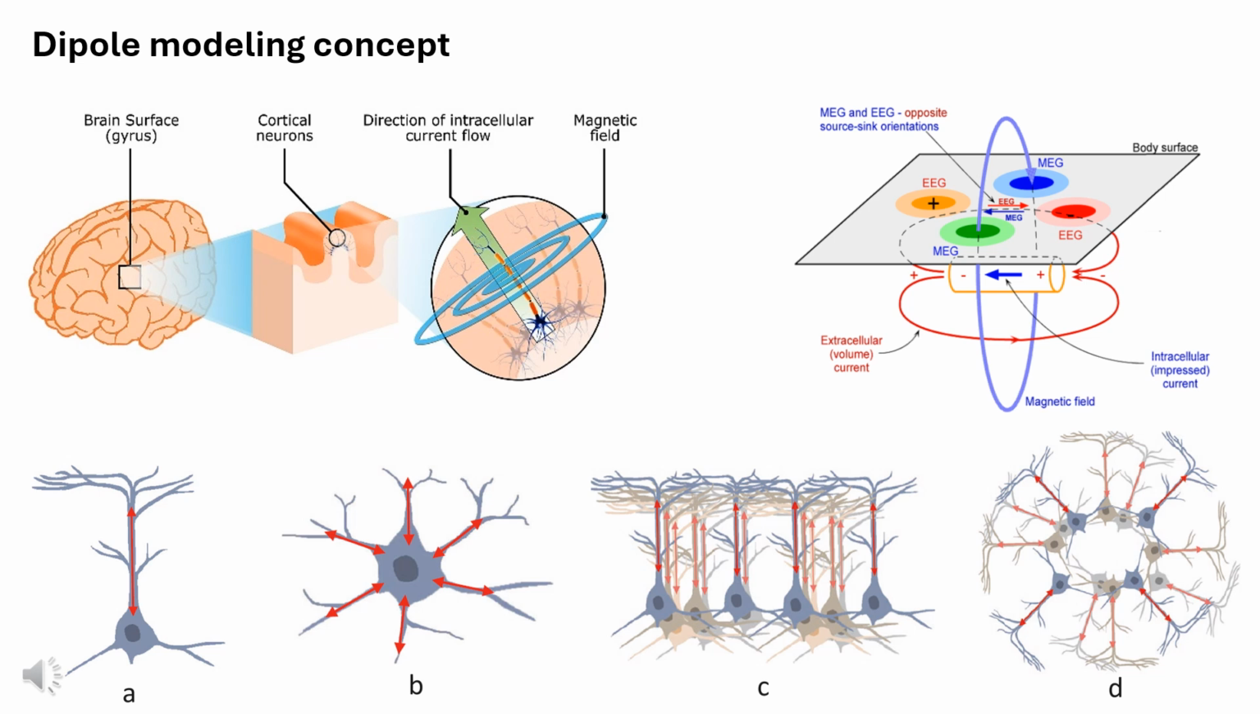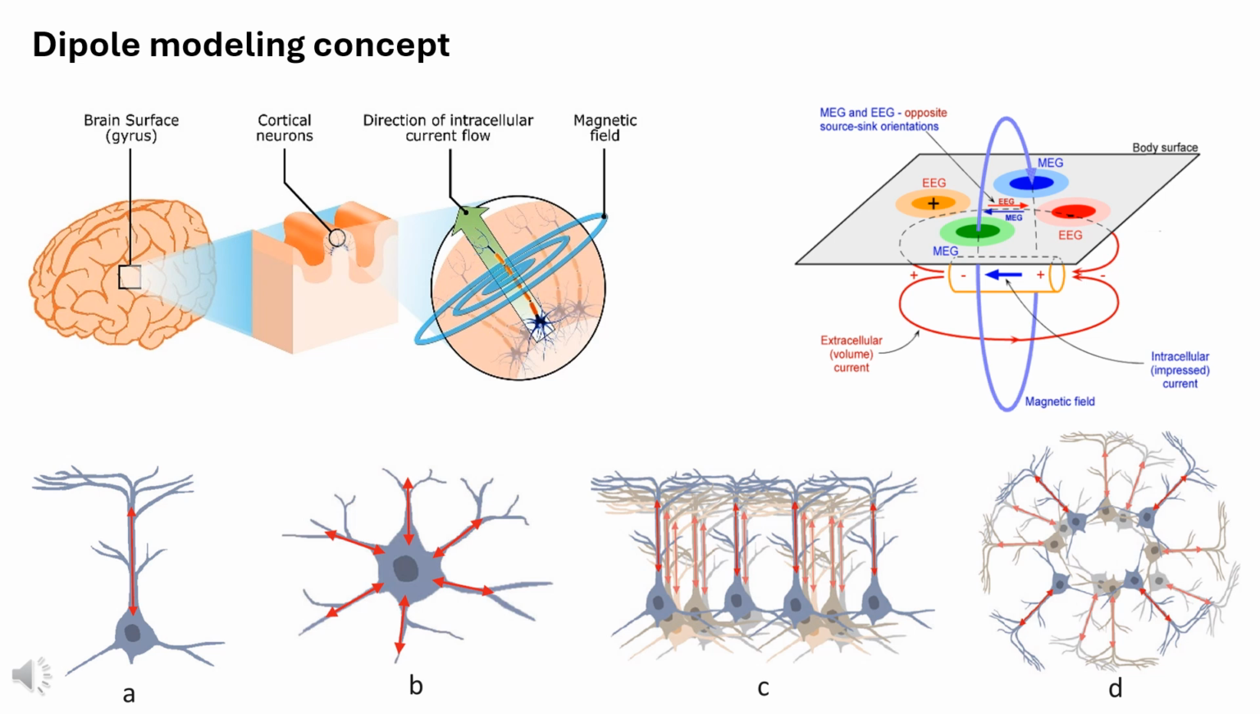The bottom of this slide shows the configurations of neurons and major intracellular currents. In pyramidal cells, the long, thick apical dendrite creates a preferred direction for intracellular currents, making them detectable from a distance. However, detectability depends on the cell's positioning and orientation. As shown in C, many pyramidal cells in the cortex align in parallel, allowing the far fields of their currents to add up, which can be detected by EEG or MEG.